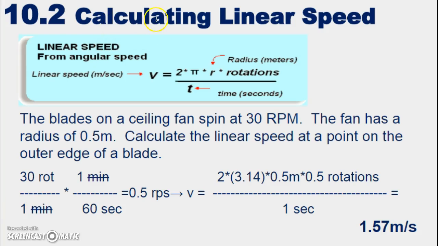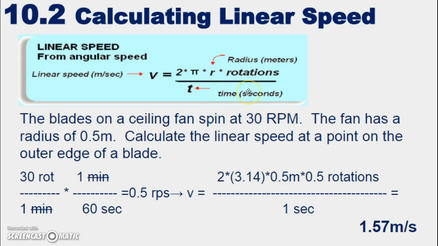And last but not least, calculating linear speed. This one will take a little bit of practice, but I'm not going to beat you up with this. You'll probably get one, and I think you'll have it after a very short amount of time. So, linear speed from angular speed. The linear speed we're going to measure in meters per second. So the linear speed is going to equal 2 times pi times r. Essentially you're looking at circumference, circumference times the number of rotations divided by the unit of time, measured in seconds.